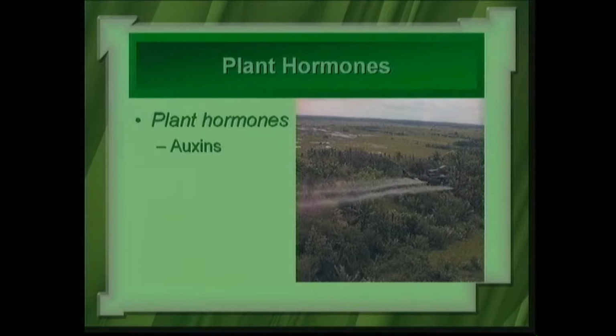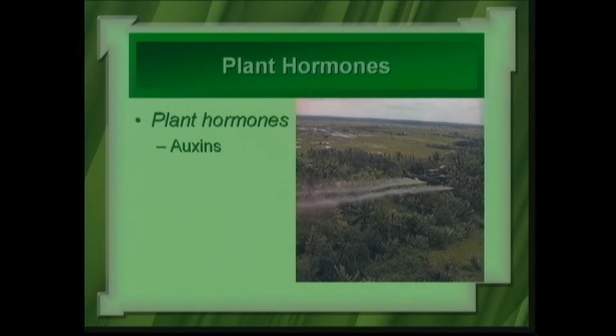Parthenocarpy is when you have the development of fruit without the effect of fertilization, okay? And then here's another example too. Auxins have also been used as herbicides. What is an herbicide? Herb means plant, and side, just like homicide, means that you've killed a person, which is very bad, of course. If you have herbicide, you actually kill plants, okay?